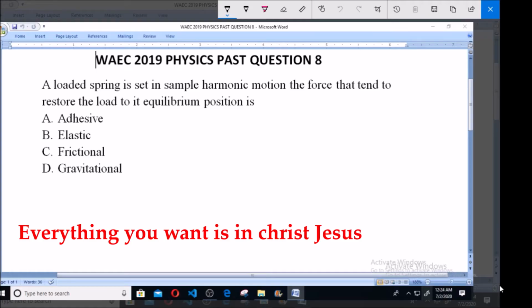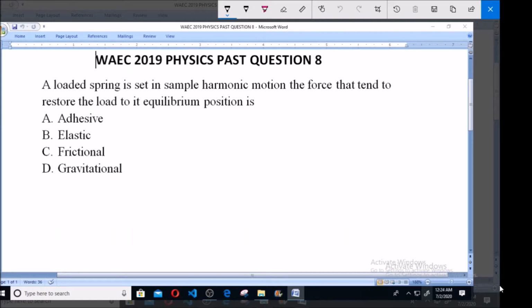Hello and welcome. Let's look at WAEC 2019 Physics past question number 8.